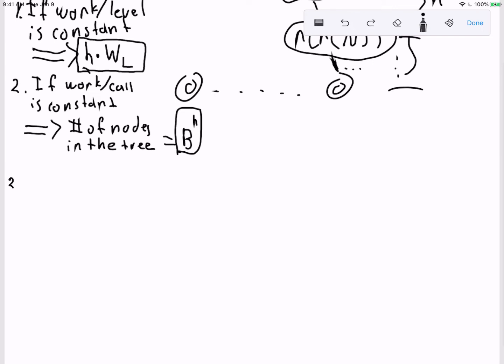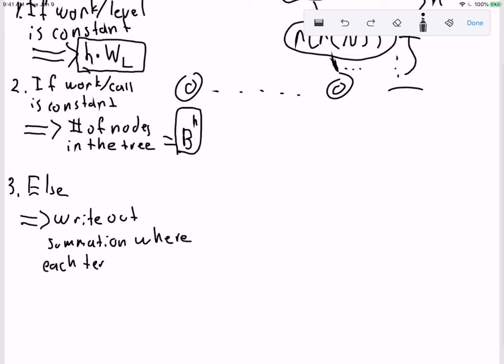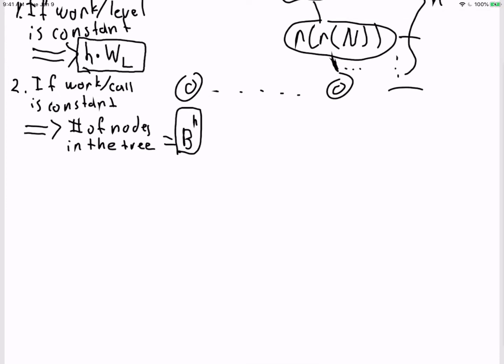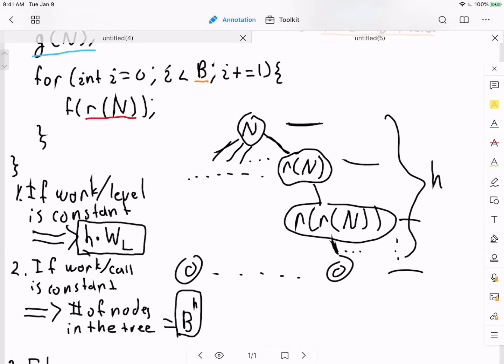Okay, the other scenario, the last one, is if the work per call is not constant and the work per level is not constant, then you'll just have to write out a summation. So I'll just write else, write out a summation, where each term corresponds to a level in the tree.